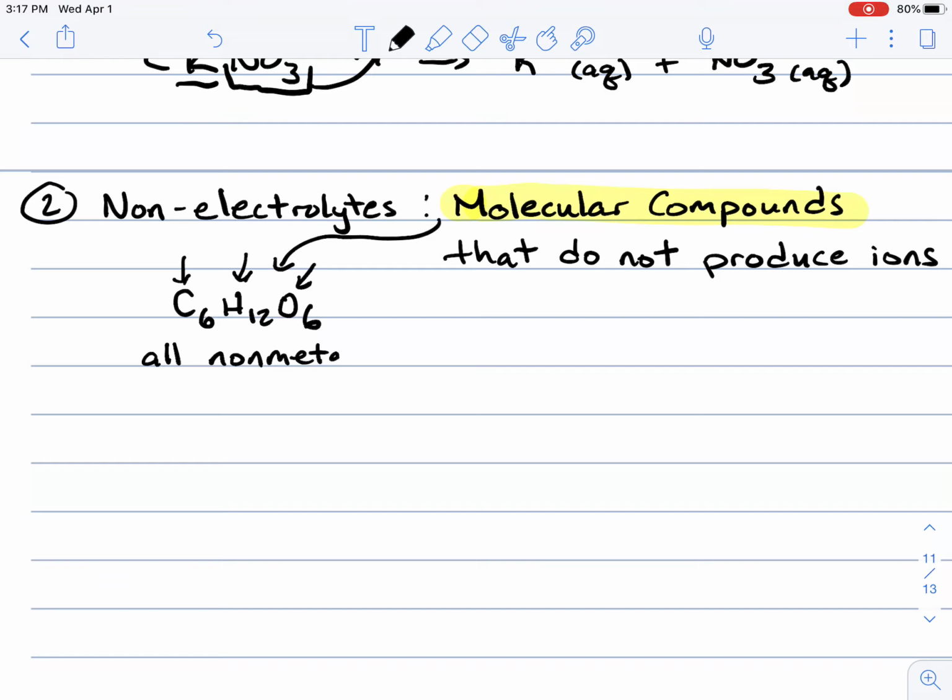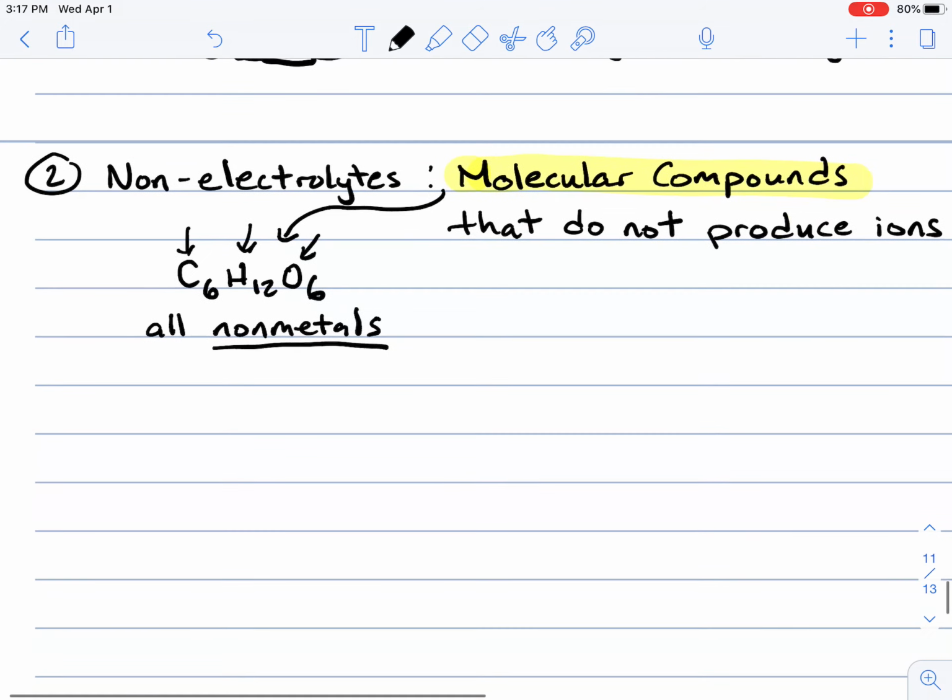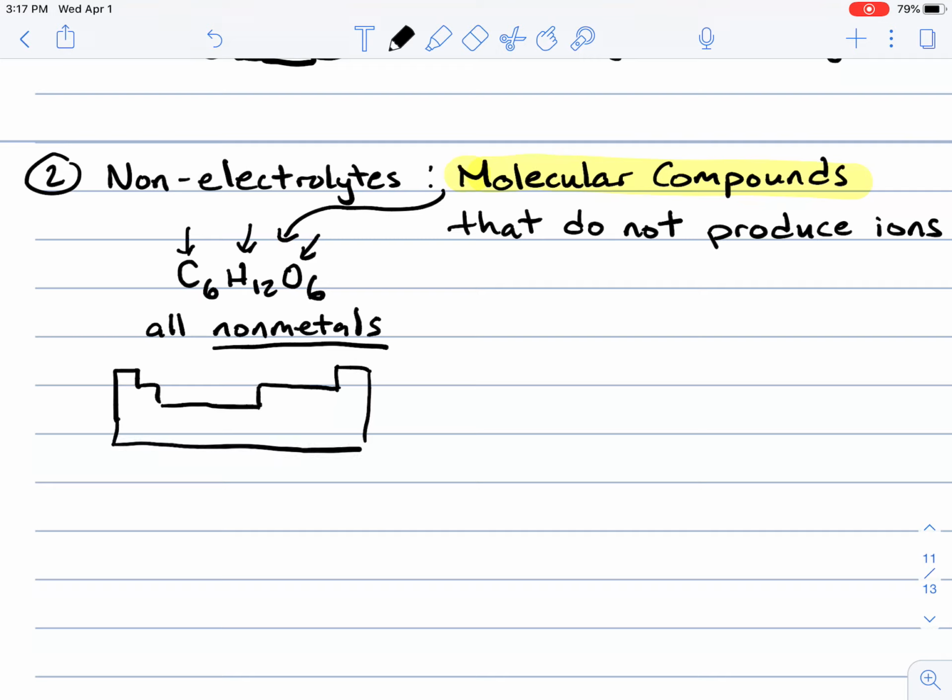So in your chemical formula, if you've identified that all of these elements are nonmetals, and nonmetals are typically found on the right-hand side of the staircase. If you guys recall, I'm drawing the outline of the periodic table here. The staircase starts from the bottom left corner at this point, and then you just go all the way down, right? Just like a staircase.